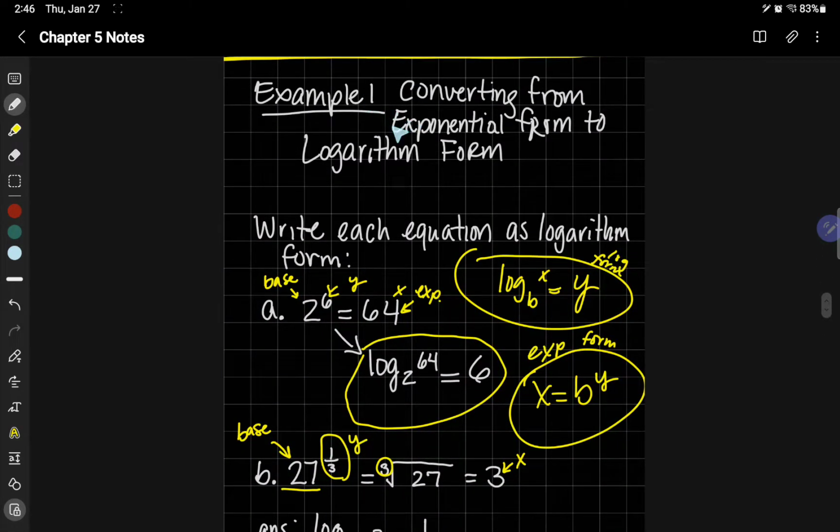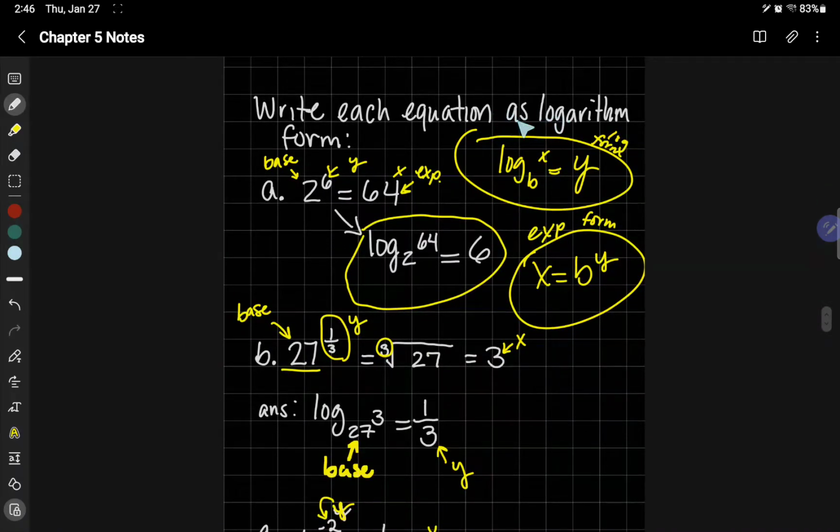So example 1 I did here, converting from exponential form to logarithm form. Write each equation as a logarithm. The equation was 2 to the 6 equals 64. So I had to think about the base, which is this, and this is going to be y, and this is going to be x. So the answer is log. Remember the log form, because we're turning exponential form to log form.